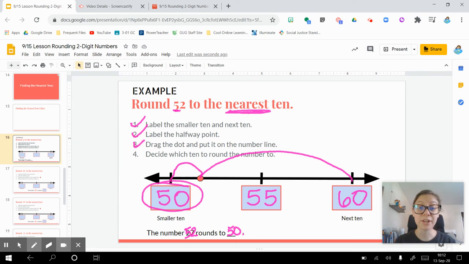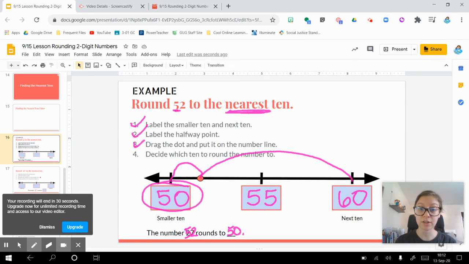And there we go. We just rounded and we did all of the steps on our own. So now it's going to be your turn to try. Find the two nearest tens to the number we're rounding, label your halfway point, drag the dot and put it on the number line for the number that we're rounding, and then decide which 10 to round the number to. Good luck!